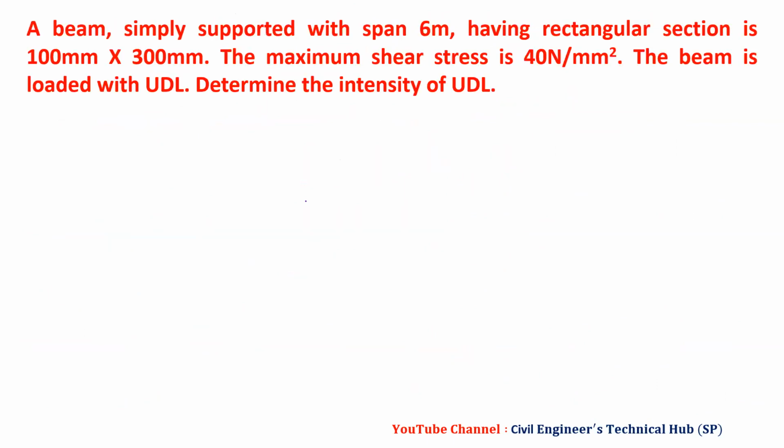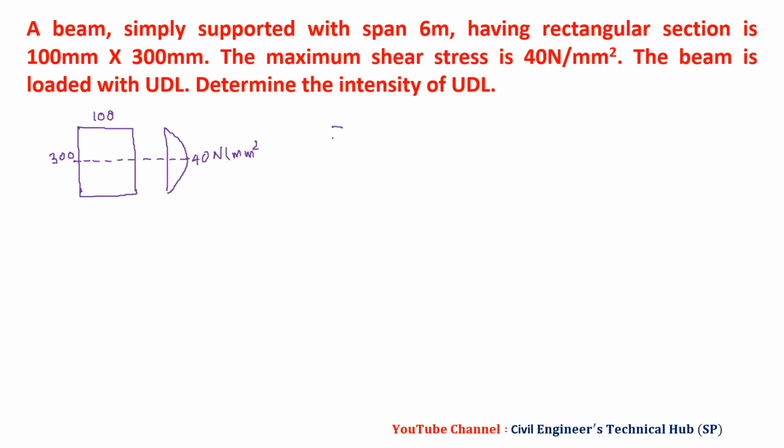Then we will switch over to the next. A beam simply supported span 6 meter, rectangular in section. So we have section is rectangular. Dimensions are given 100 by 300 mm. The maximum shear stress is given. Its shear stress diagram is simple. Already I explained in problem also. 40 Newton per mm square. It will be at center. The beam is loaded with UDL. Determine the intensity of UDL.